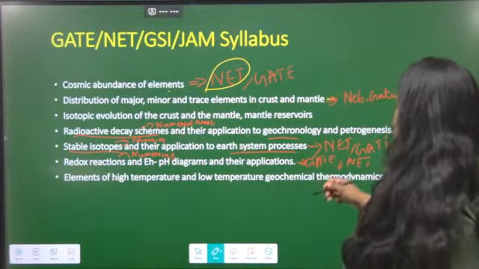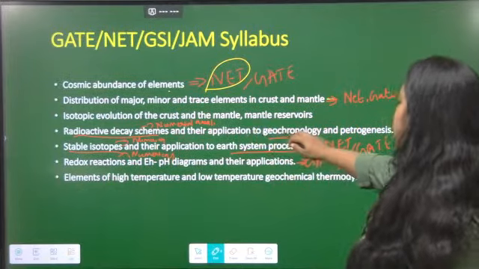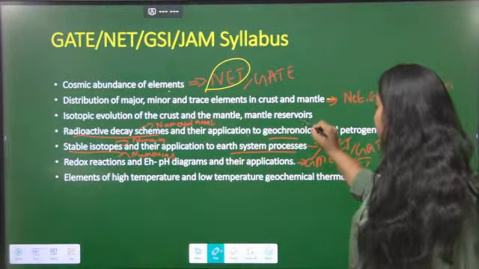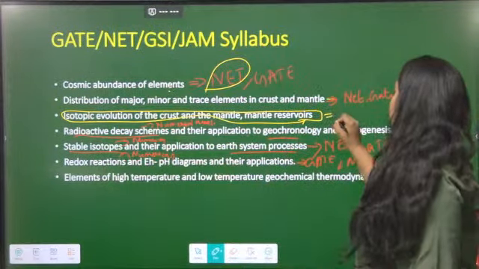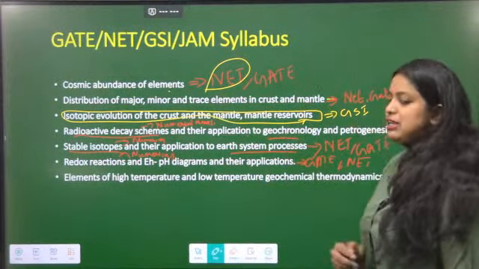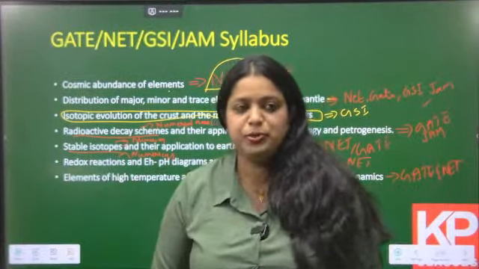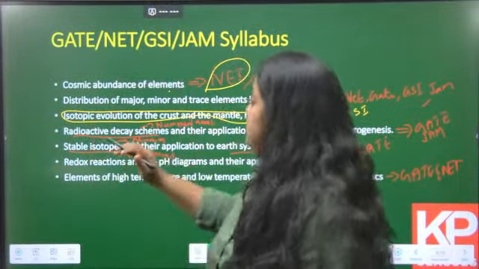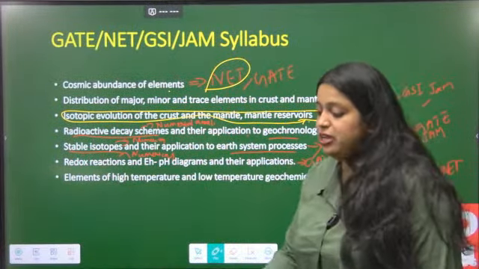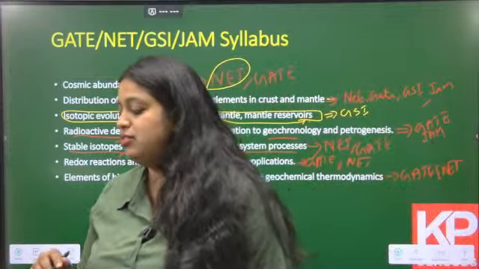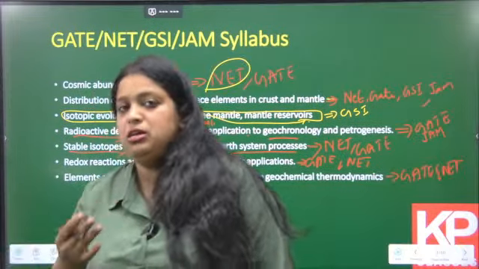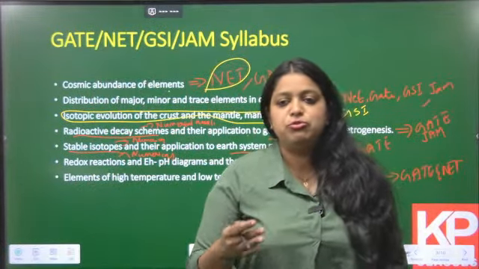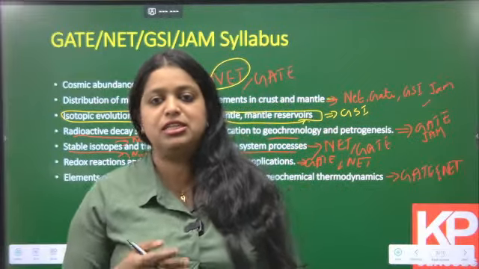Then the isotope evolution of crust, mantle and mantle reservoir part. This particular chapter is very important for the Combined Geoscientist examination, also the UPSC examinations like the assistant geologist and assistant hydrogeologist papers. This third chapter is very important. Every year they ask a few questions from this particular section, like what the different reservoirs are and the rubidium strontium concentrations present in them, etc.